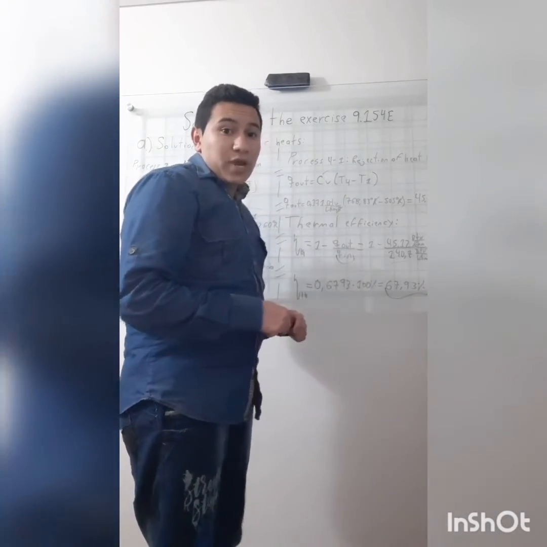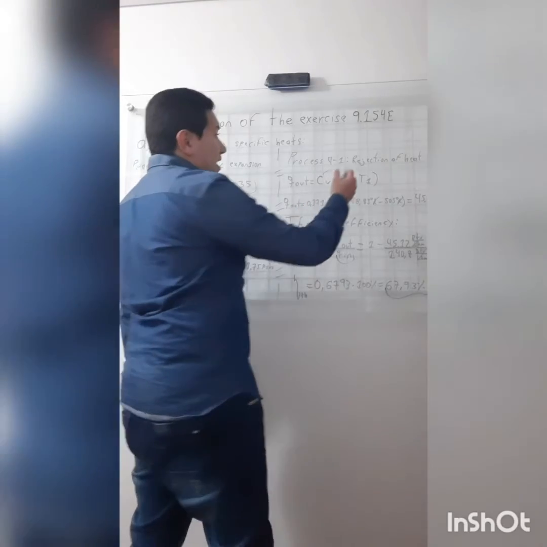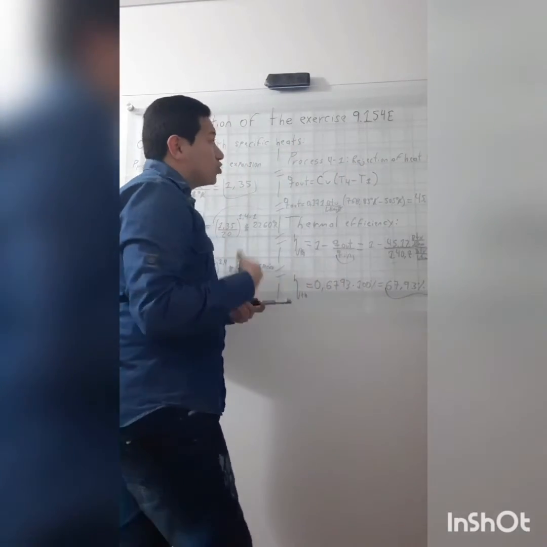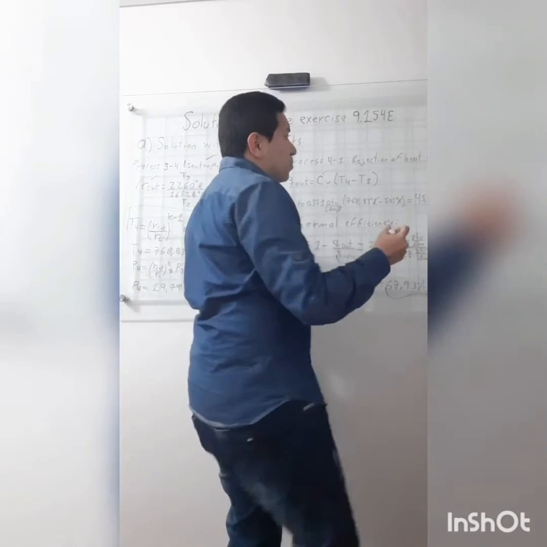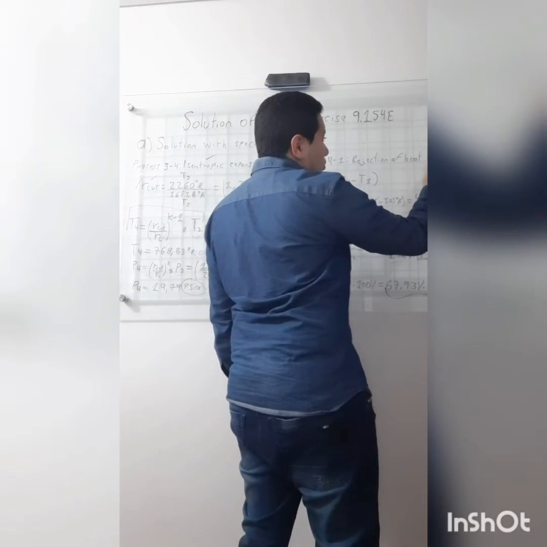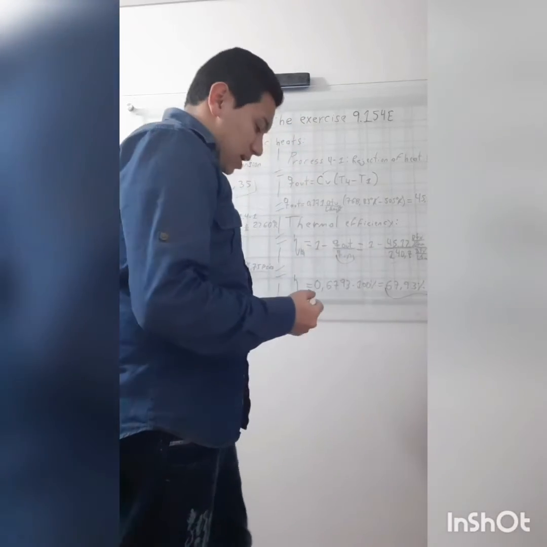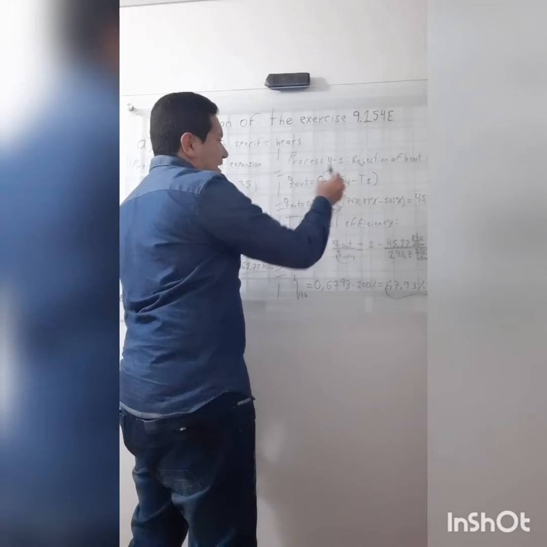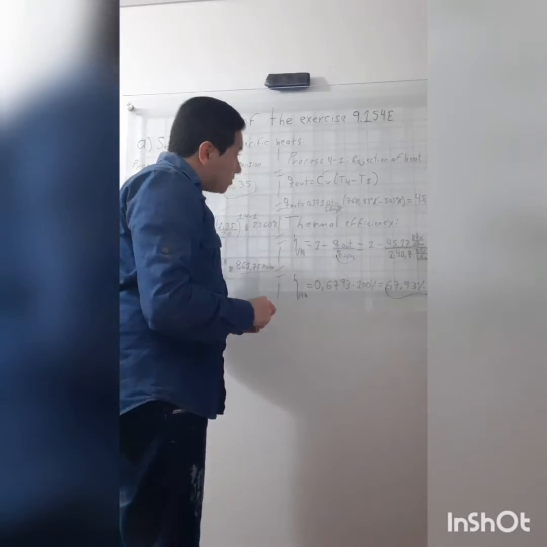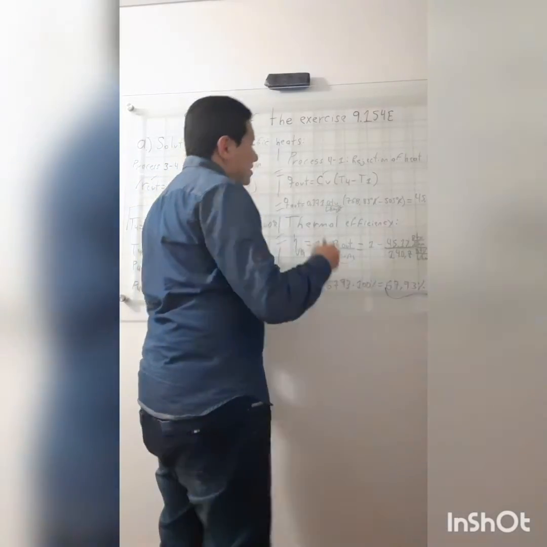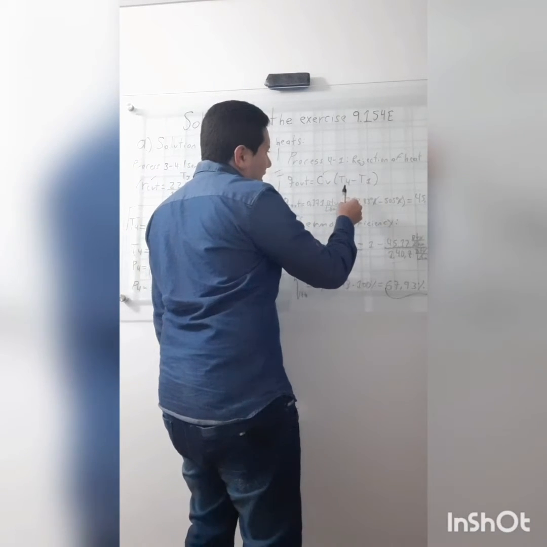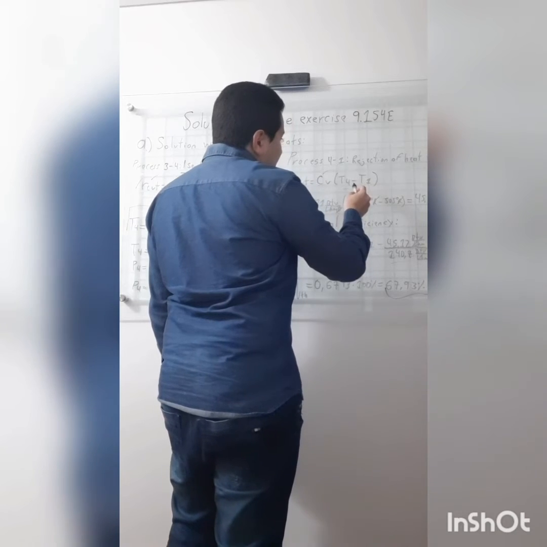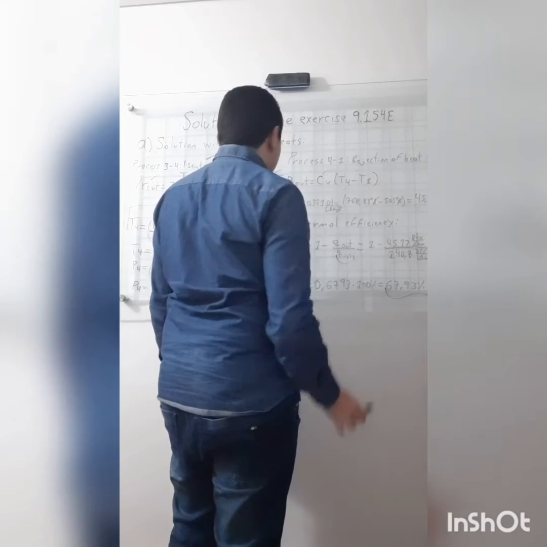So we need to calculate the heat rejection. This is the process 4-1, and this process is at constant volume. Okay, in this process we need to use the Cv relation, and this is the factor for temperature 4 minus temperature 1.